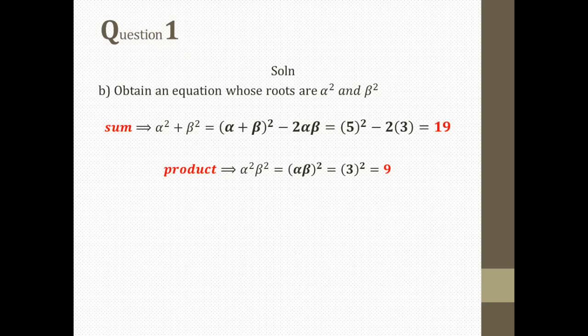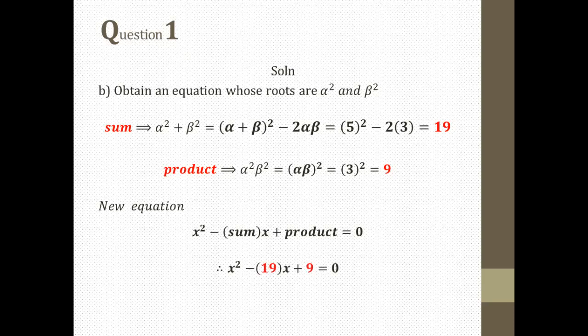Secondly, to find the new equation, the formula is x squared minus the sum of the new roots, x, plus the product of the new roots equals 0. Substituting 19 for sum and 9 for product. Therefore, the new equation whose roots are alpha squared and beta squared is x squared minus 19x plus 9 equals 0.